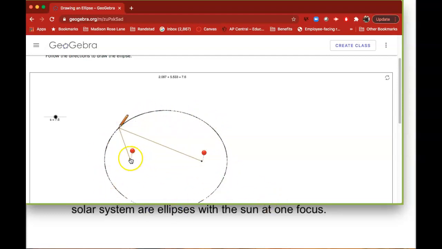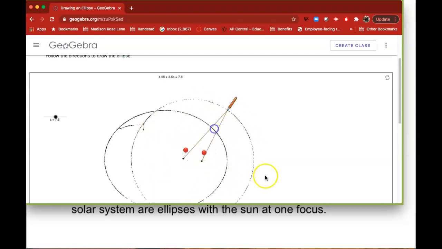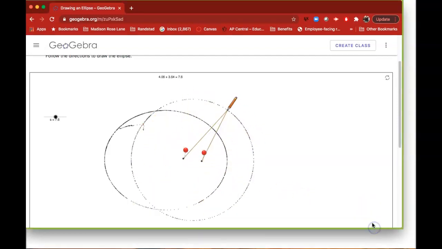The closer those two foci get together, what sort of shape do you think I'm going to get if I move them closer? More circular. When I move them right on top of each other, I get a perfect circle. Thus, a circle is just a very special case of an ellipse, right?